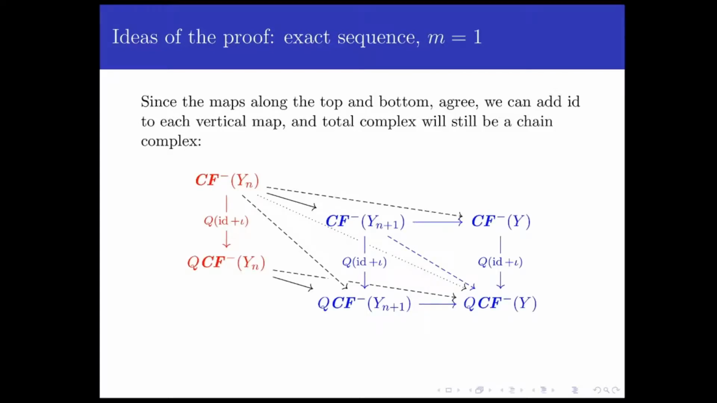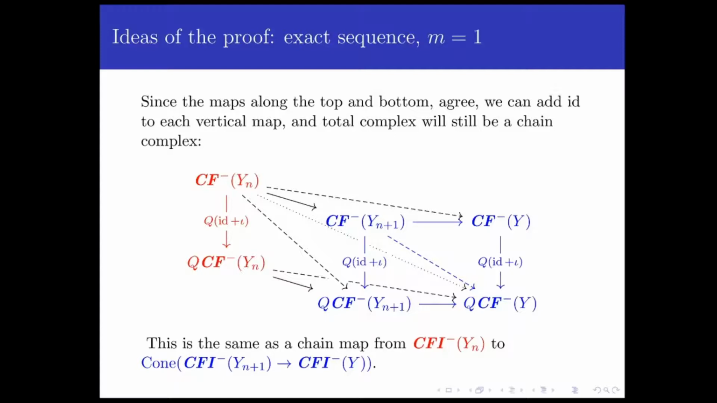We've added identity, and I've also added these Q's, which don't really mean anything special. That's just notation. So we get this diagram, and now I've put some things as red and some things as blue, because I can think of this now as a chain map from CFI of the n surgery to the cone of CFI minus, or the cone of the map from Y_{n+1} to Y. So the blue is the cone, and it's the cone of this cobordism map on involutive Heegaard Floer homology.